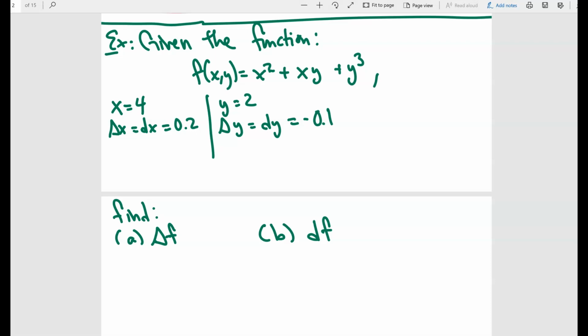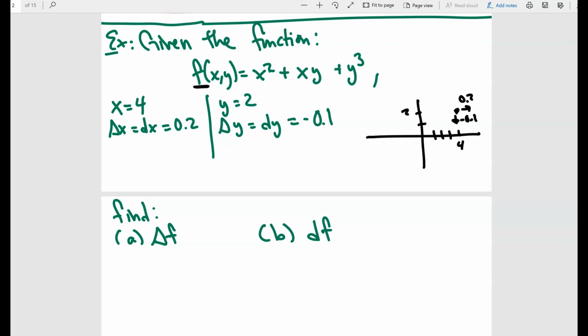So basically, you are at a point in space. Let me try to draw it at least in 2D. You have 4 units in the x direction and 2 units in the y direction. So you're right here. And what we're doing is changing x by 0.2 units, so I'm moving x 0.2 units over, and I'm decreasing y by 0.1 units. If I increase my x by 0.2 units and decrease my y by 0.1 units, how is that going to affect my f?